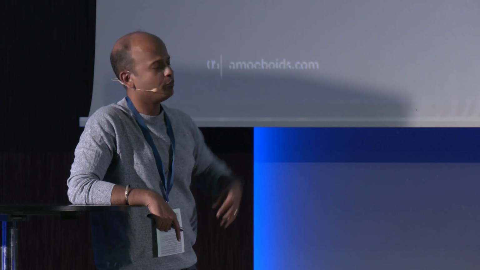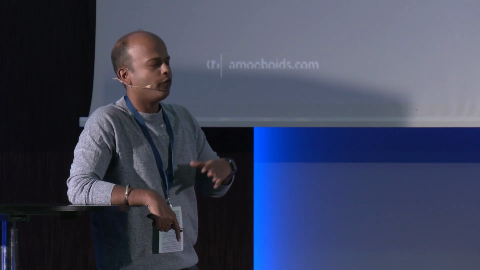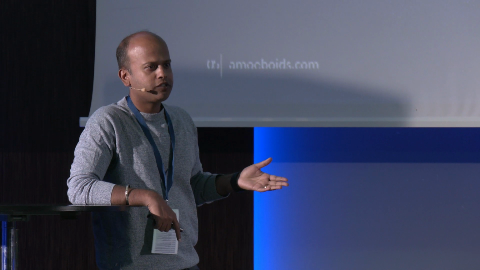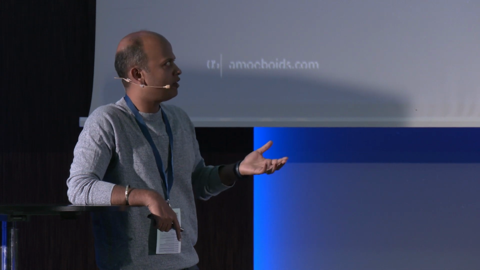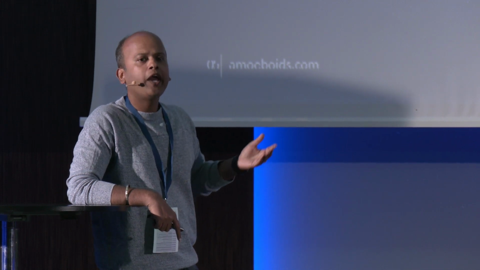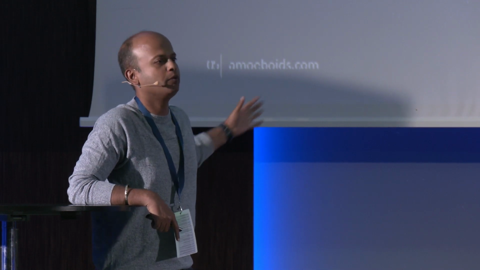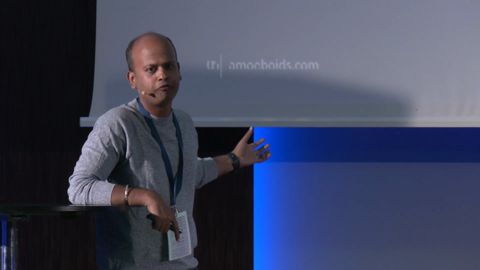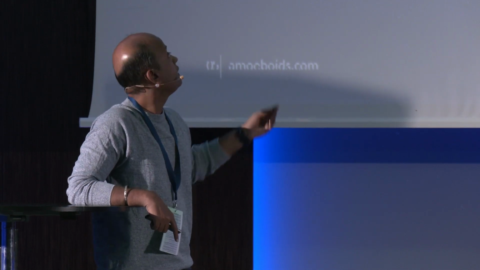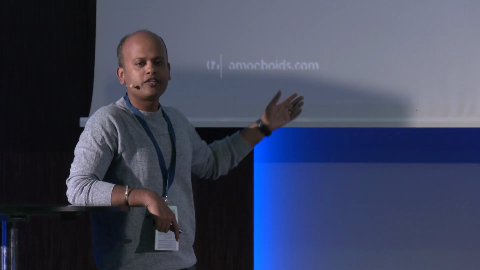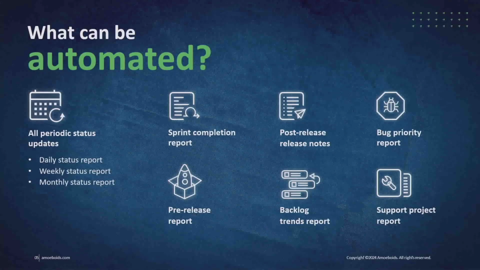Then there is this bug priority report. Very common. QA managers in any given software development team, they want to keep an eye on any critical and blocker bugs that were introduced in the past X number of days, X number of weeks. Pretty straightforward.